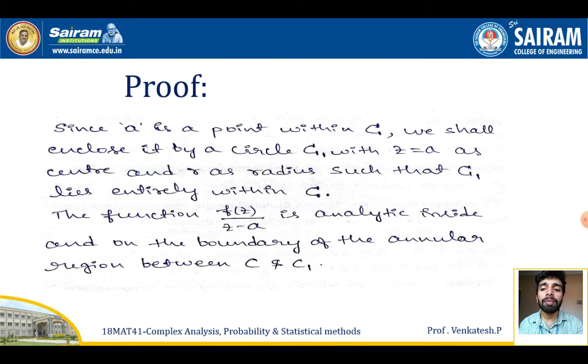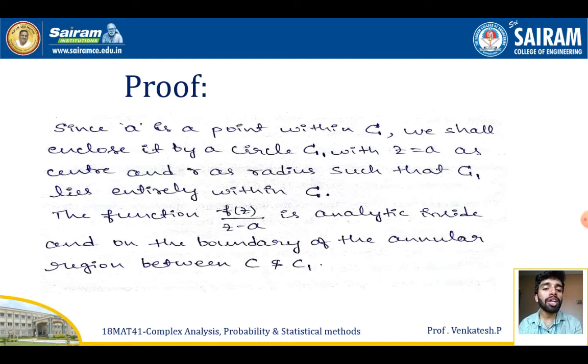From the given statement, since a is a point within the curve C, we shall enclose it by a circle C1 with z equal to a as the center and r as the radius, such that C1 lies entirely within C. So I am taking two curves here. The first curve is C and the next curve is C1, a circle with center at a and radius r. I assume that the circle C1 lies entirely within C.